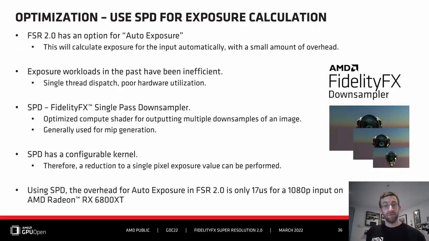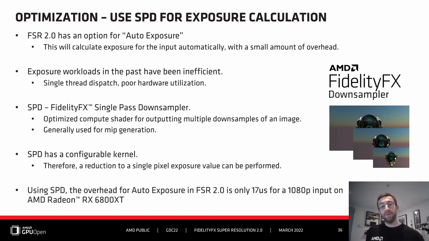FSR 2.0 needs to know the exposure of the input, and as such, we provide an option which will automatically calculate the input exposure. Exposure workloads can be quite inefficient if implemented poorly, with a single thread compute dispatch or a pixel shader workload into a 1x1 render target. These are seen often, leaving the GPU underutilized.